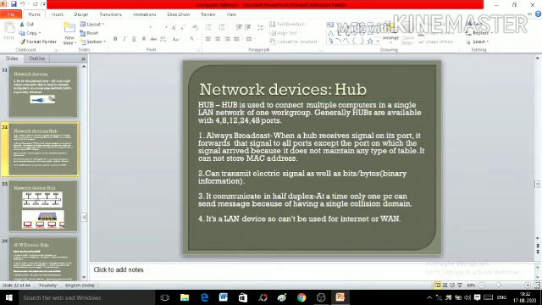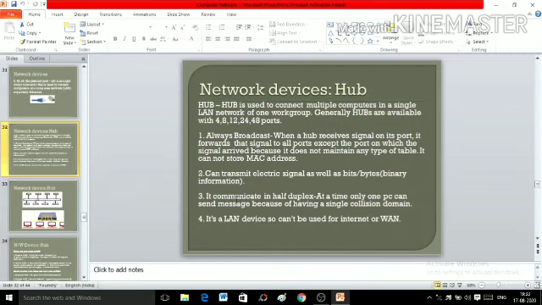What is the meaning of half duplex? It means at one time only one PC can send a message. If more than one PC wants to send a message, then they cannot do so because there is a single collision domain. Now what is the meaning of single collision domain? Single collision domain is just like a single room having a single entry and exit point.